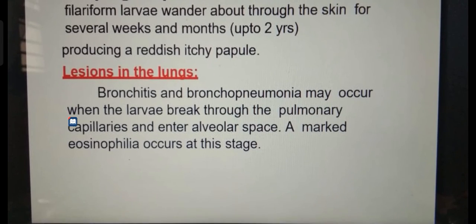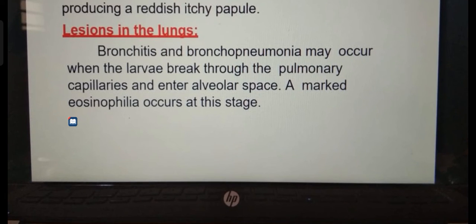Okay, then lesions in the lungs. We have already discussed in the life cycle that the larvae go to the lungs also. Because they go to the lungs, bronchitis and bronchopneumonia can also occur.